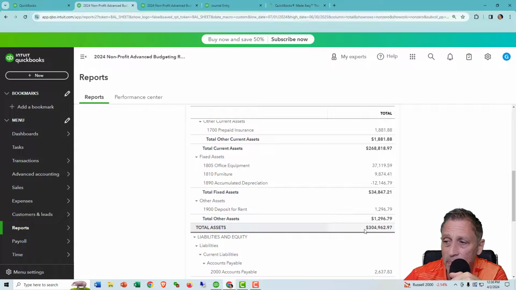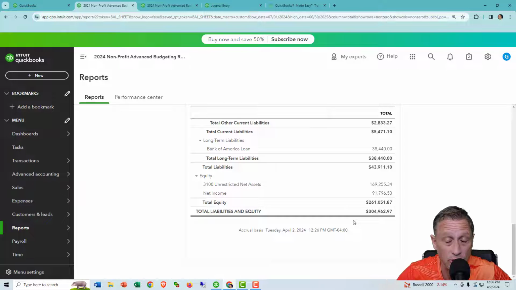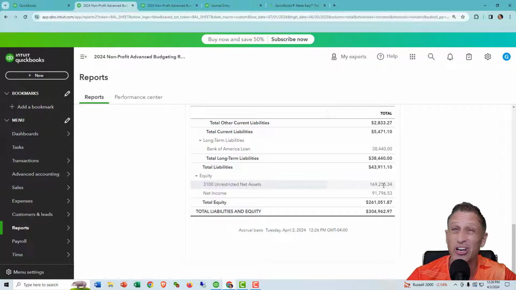So if you look at this balance sheet, we have $304,000 in assets. We owe $43,000, and there's $261,000 left for us that we can use. That's how you read a balance sheet. Well, some of that stuff is restricted, maybe donor restricted or maybe the board designated it, whereas some of the stuff, cash and other things, you can actually use however you want.